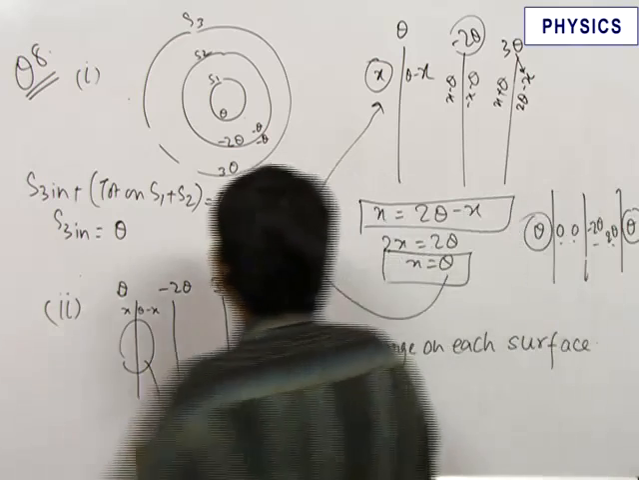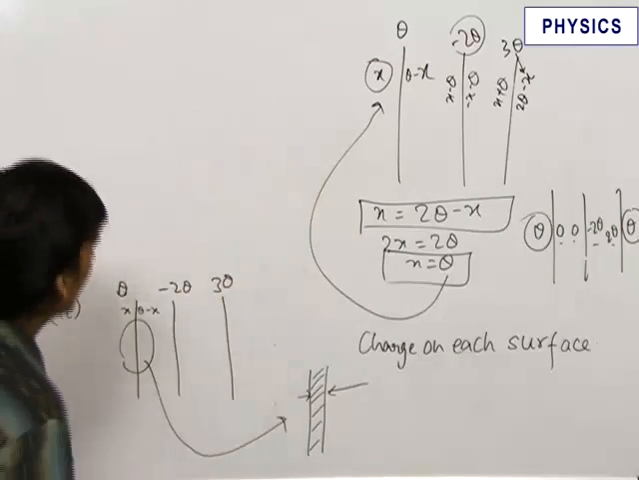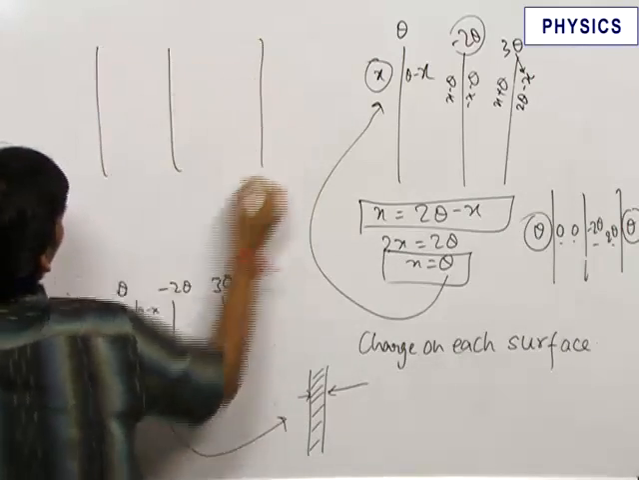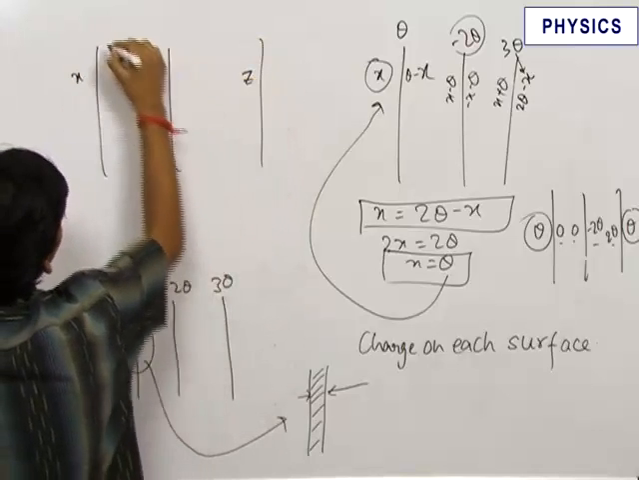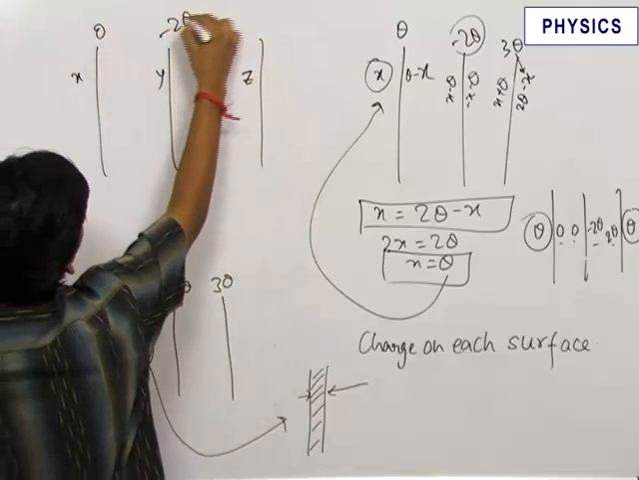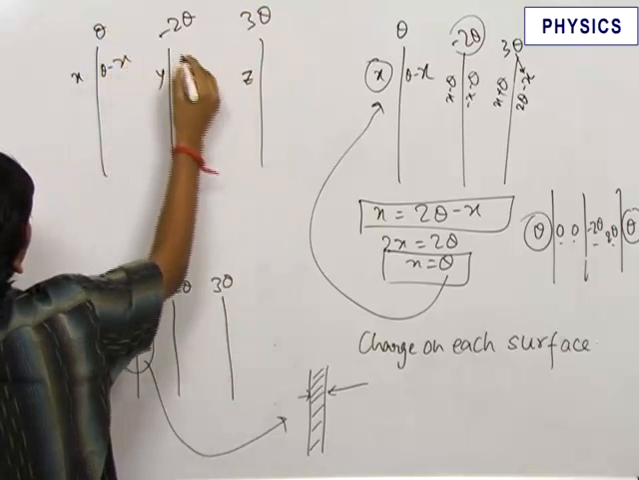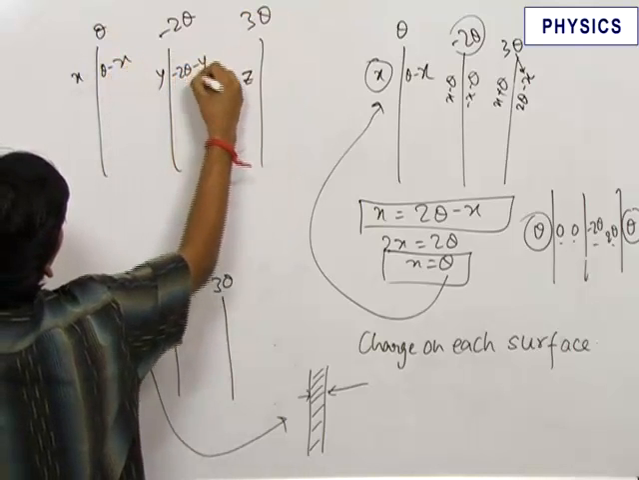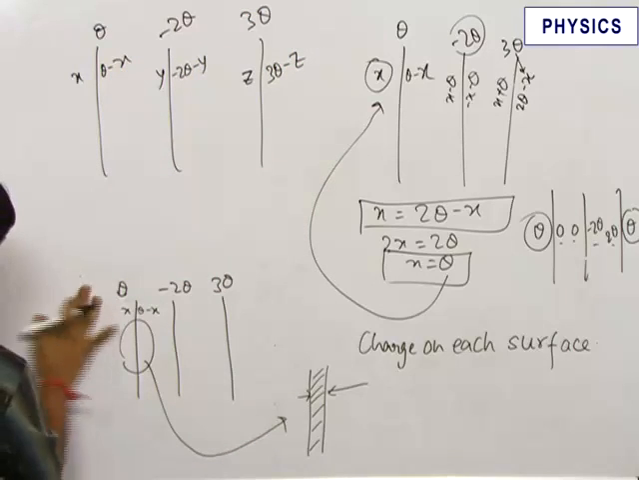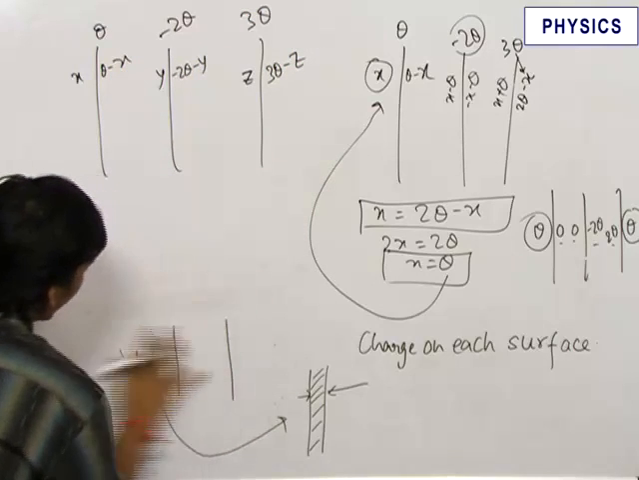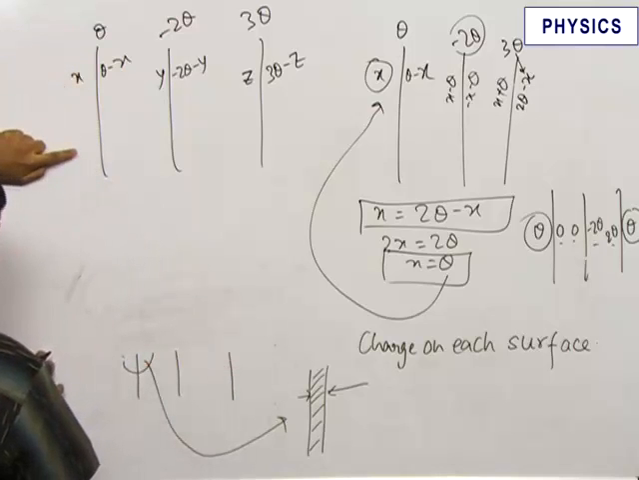If you do not use this trick, you can also solve this by assuming the charges on the plates to be x, y and z. This is total q, this is minus 2q, this is 3q. So the charge over here will be q minus x, this will be equal to minus 2q minus y, this will be equal to 3q minus z. So we have 3 variables, we need 3 equations. You will get 3 equations by equating the net electric field inside each of the plates to be 0.